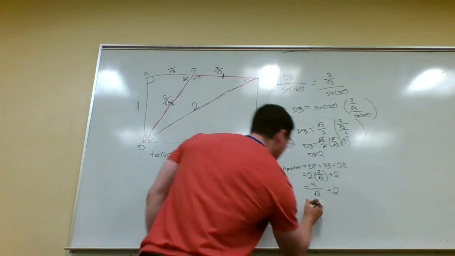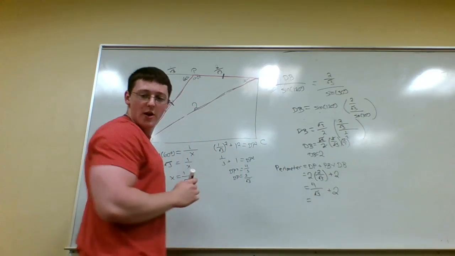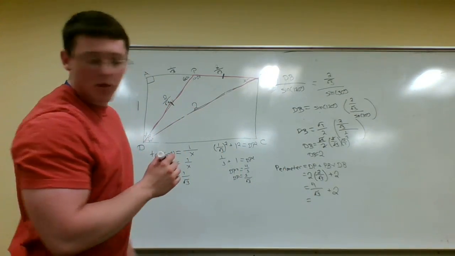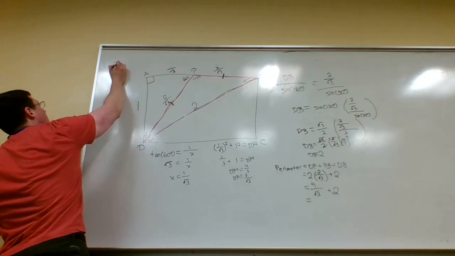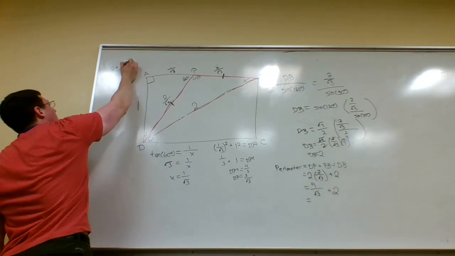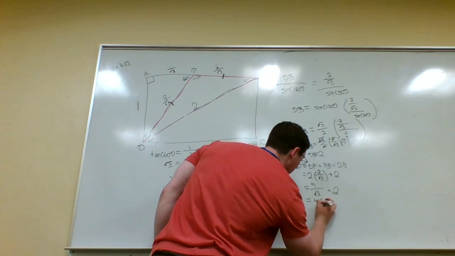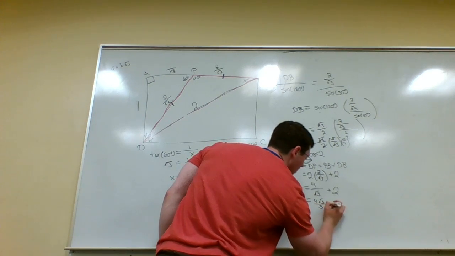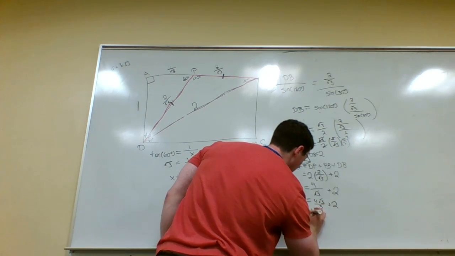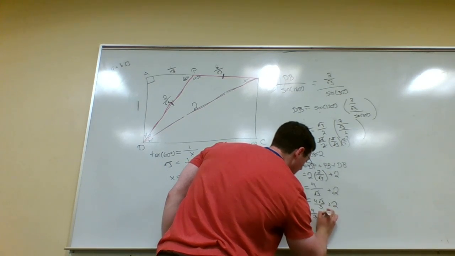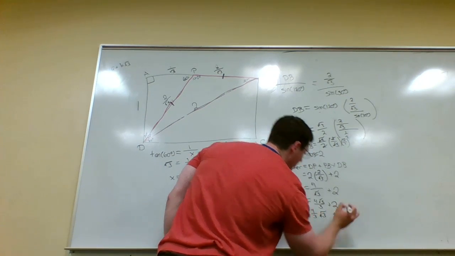And if we simplify this out, because it wants it in the form A plus B root 3, so that's the form it wants it in. So we can simplify this out. 4 root 3 over 3 plus 2, 4/3 square root of 3 plus 2.